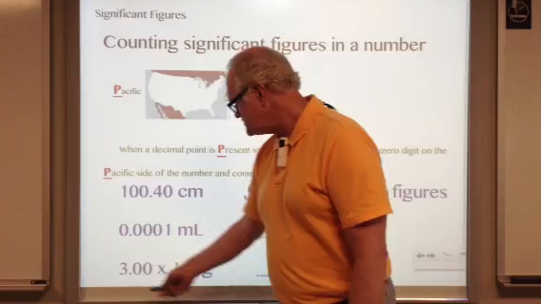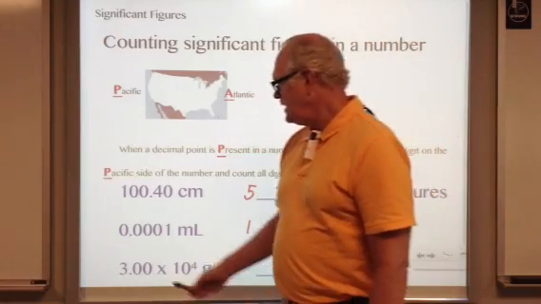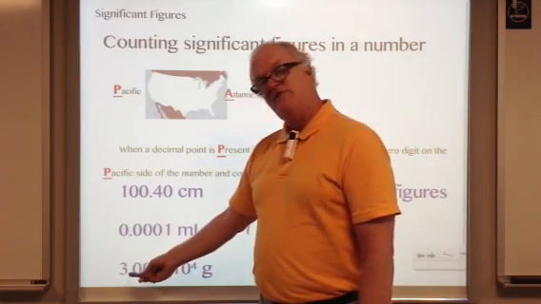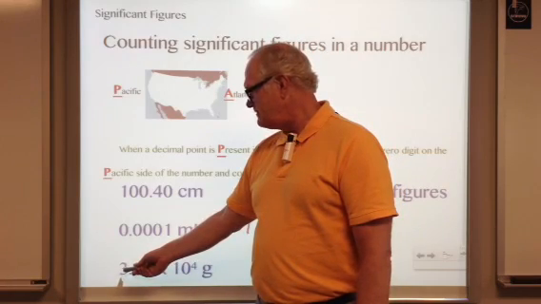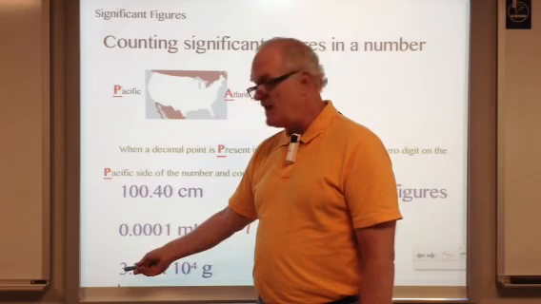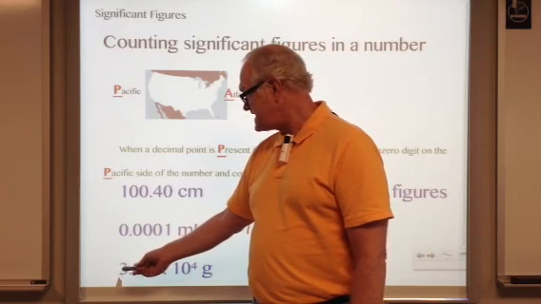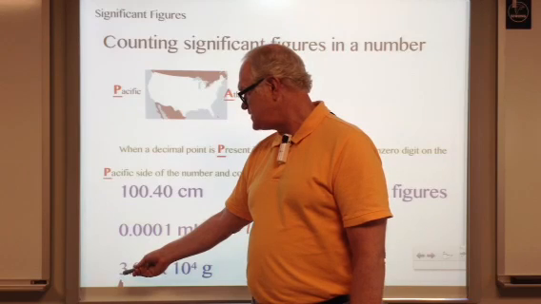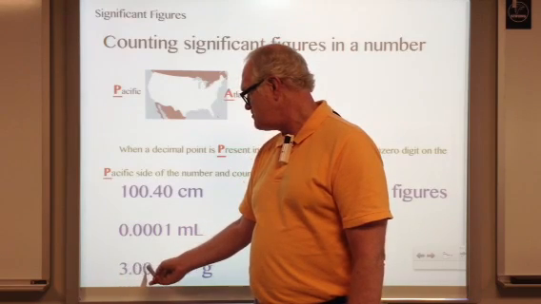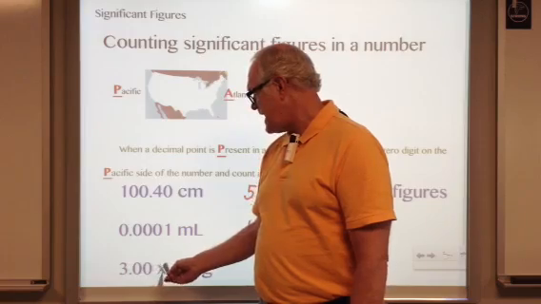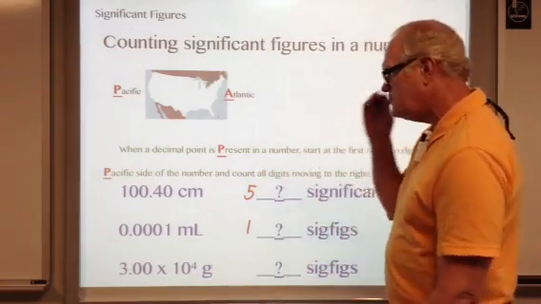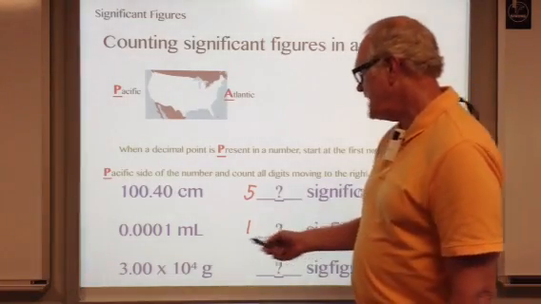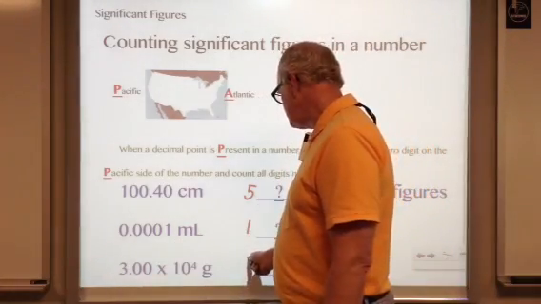Here's a number that's written in scientific notation. We can see that there is a decimal point present in this number. We're going to look for the first non-zero digit on the Pacific or left side of this number. That's the 3. We're going to count all the digits as we go to the right. 1, 2, 3. We're going to stop at the times sign. The power of 10 does not enter into our count. And so this number has 3 significant figures in it.